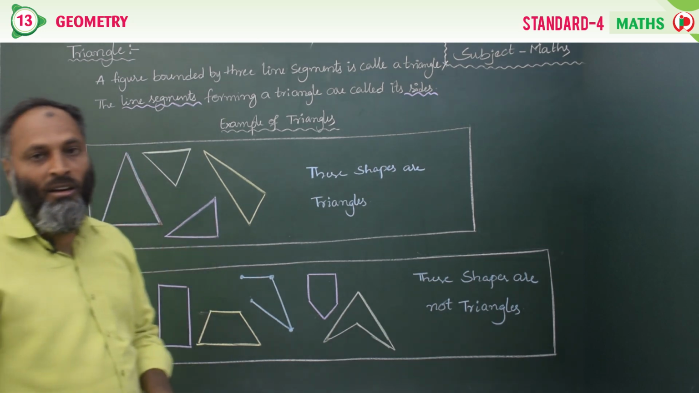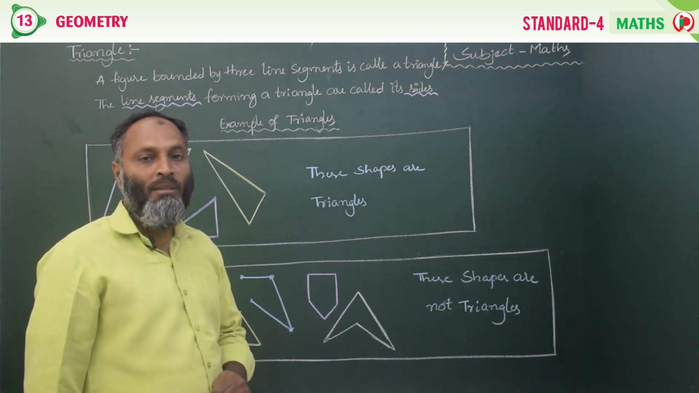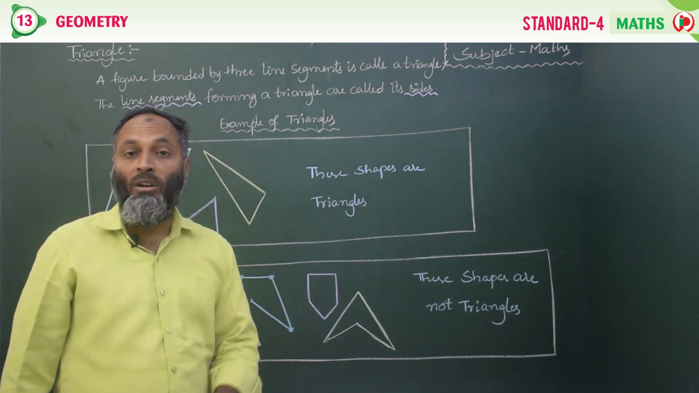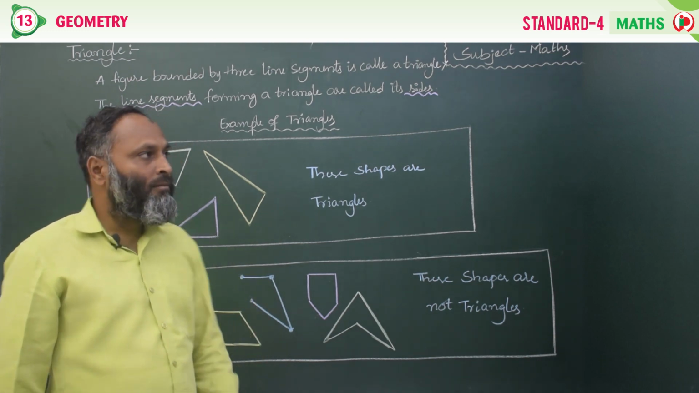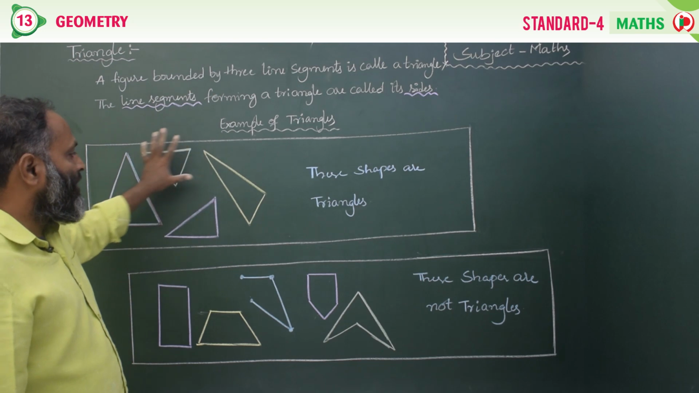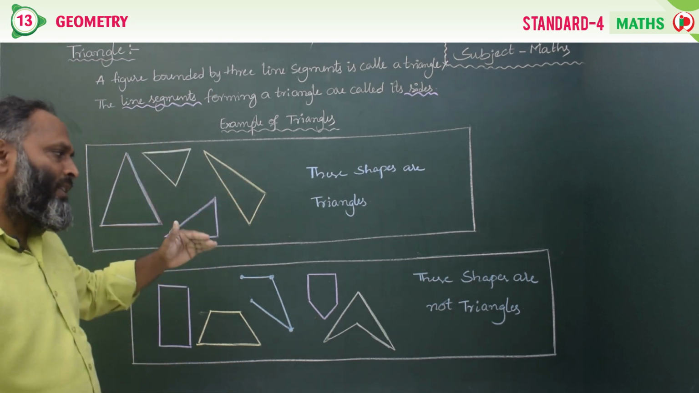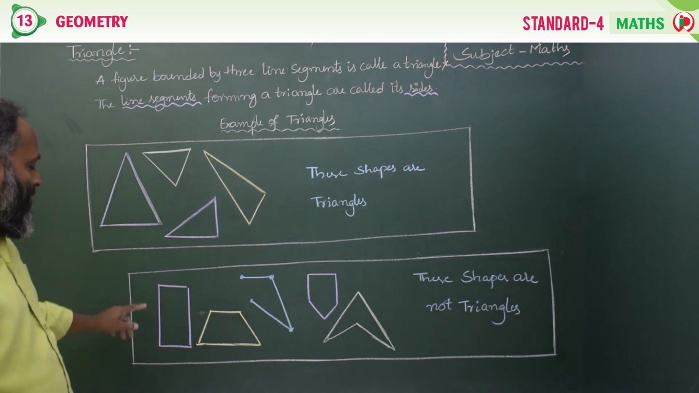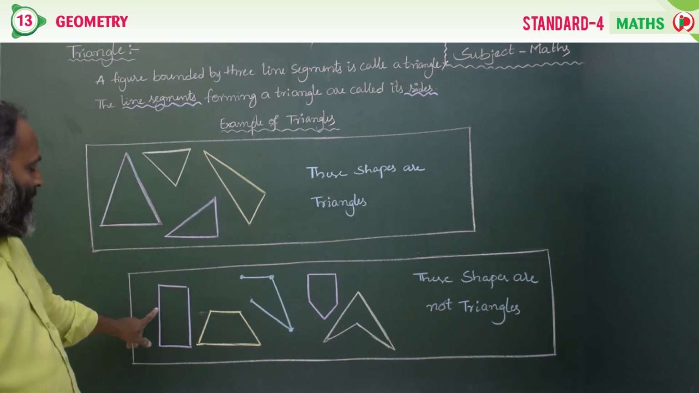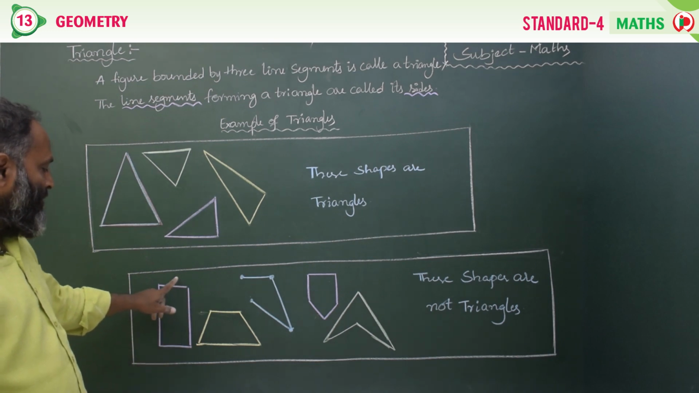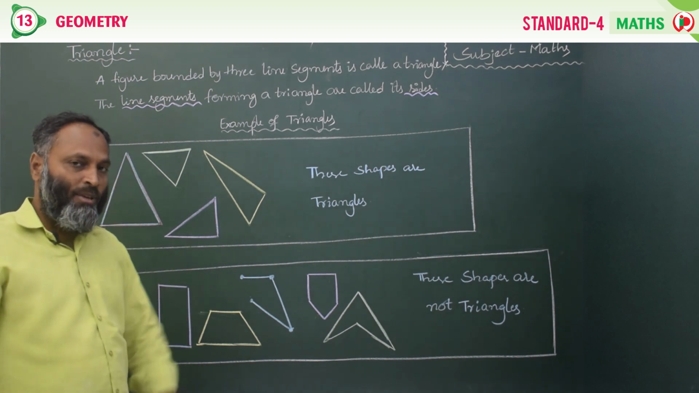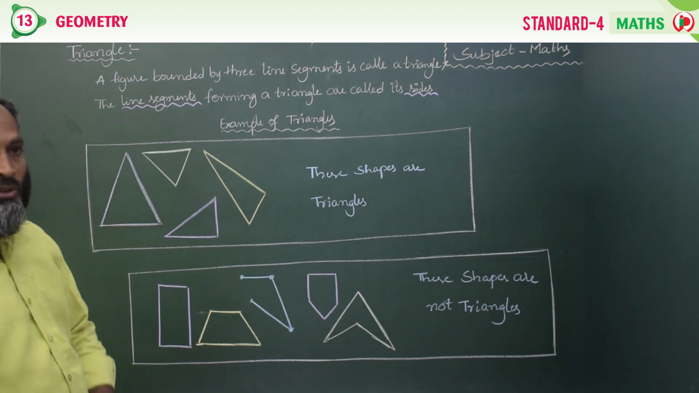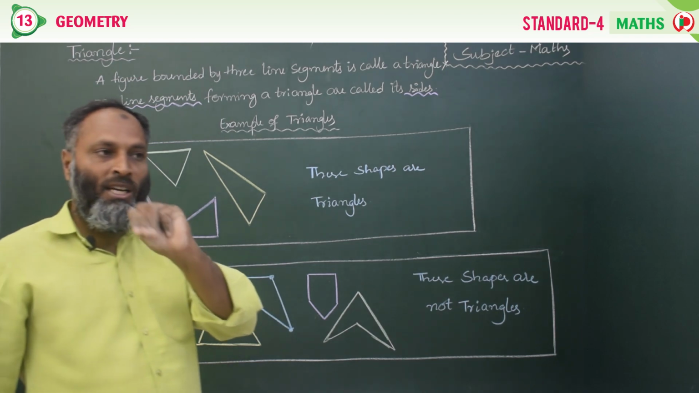If a geometrical closed figure is bounded with 3 line segments, then that is a triangle. Those 3 line segments are called sides. Okay. These are the figures of triangles. Now, in a similar way, some other figures are given. Here we have first, second, third, fourth line segment, 4 line segments, so it is not a triangle. A triangle has only 3 line segments.